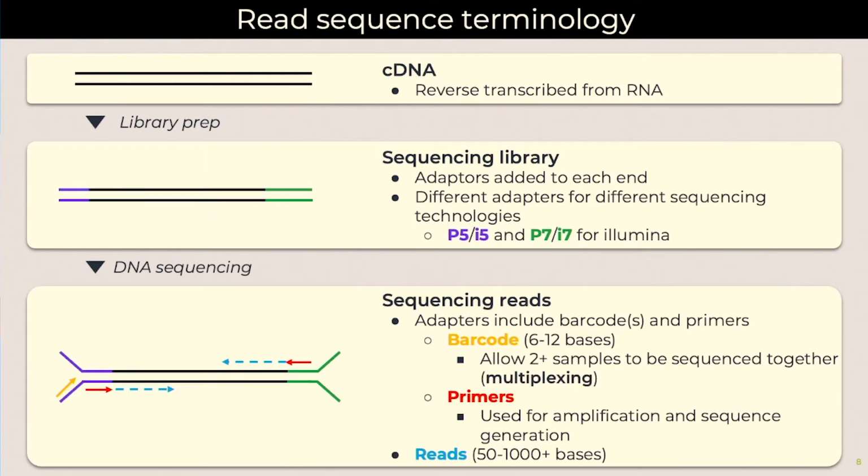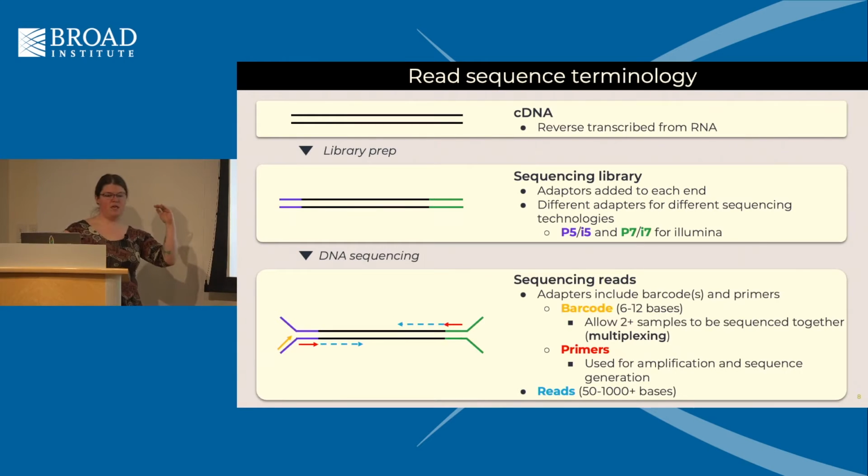The adapter is a sequence of DNA that the sequencer recognizes, and that's what allows you to read into this black area here. So the sequencer basically flows on primers that match these purple primers, and it lets you read into this internal region, which is what we call the insert.